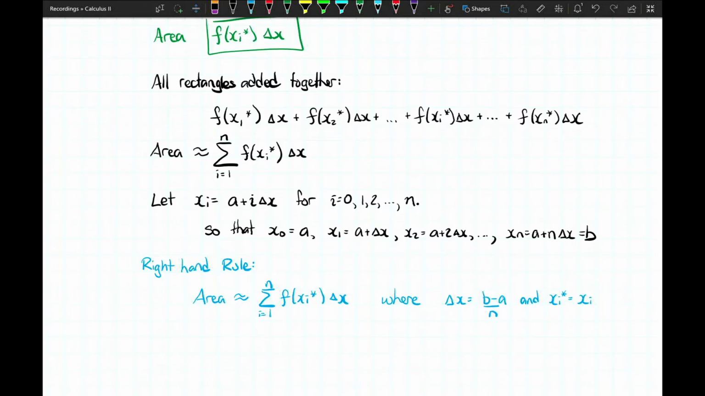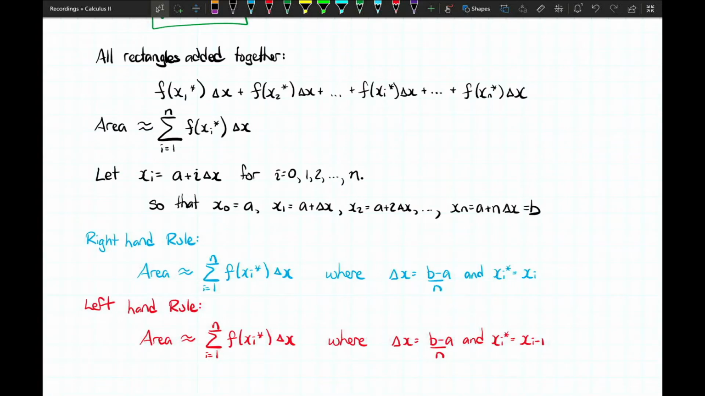And for the left-hand endpoints, we're going to need to start at x0, which is a, and that's the left-hand endpoint. So the left-hand rule has the same exact formula. The only change here is that xi star is equal to x sub i minus 1. So the first of these values of x you're going to be using is x0, which is a. And the last we're going to be using is x sub n minus 1, and that's going to be the left-hand endpoint of the nth rectangle.